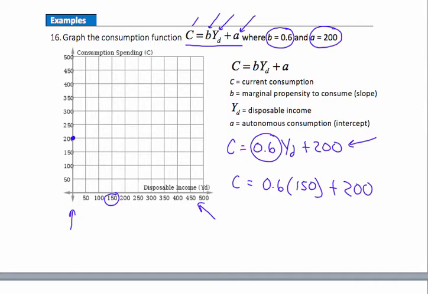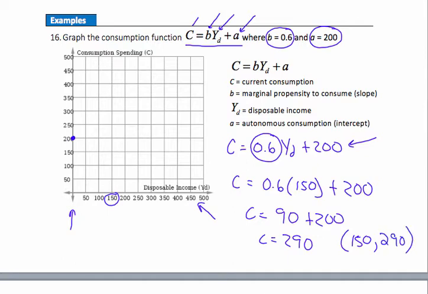So 0.6 times 150 gives us 90. So this is going to be 90 plus 200, which is going to give us 290. So I have this ordered pair then. I plugged 150 in for x, or sorry, the disposable income, and out came 290 for the consumption. So here's the point. Over 150, up 290, and I'm just going to have to ballpark 290. So right about there. So we've got our two points.